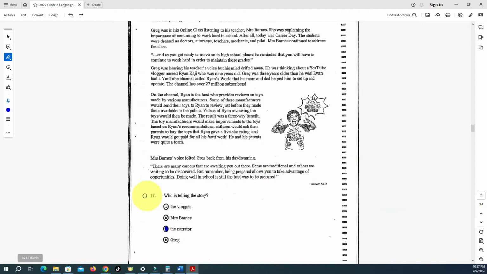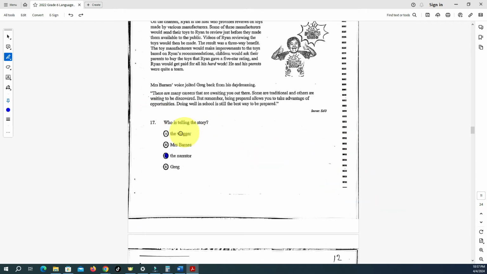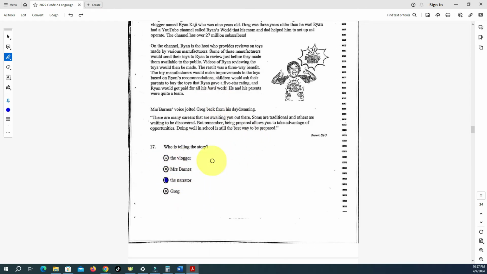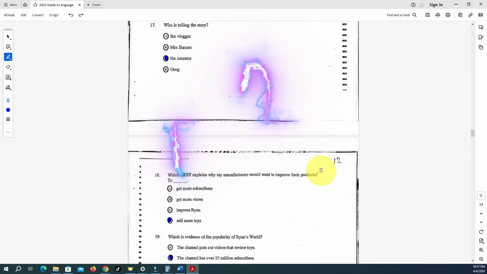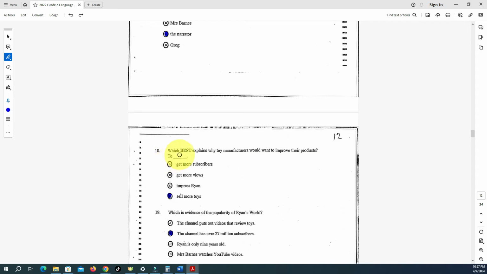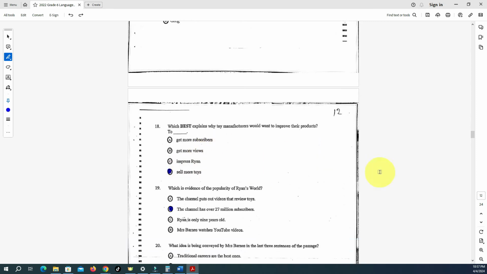And I agree. Right. So, question number 17. Who is telling the story? I would say it's a narrator, right? It's not Greg. It's not a vlogger. It's not Mrs. Barnes. It's a narrator, right? So I chose narrator. All right, 18. Which best explains why the manufacturers would want to improve their products? To sell more toys, of course, right? They're not gonna get more subscribers, etc.